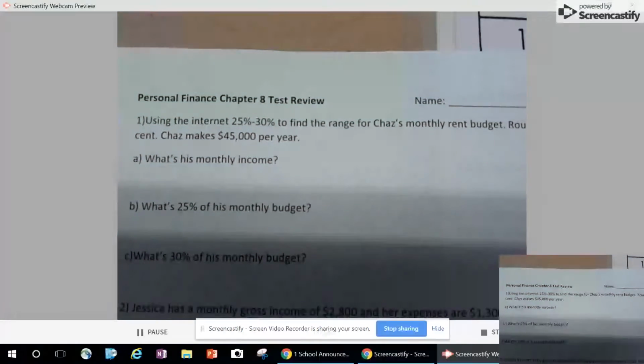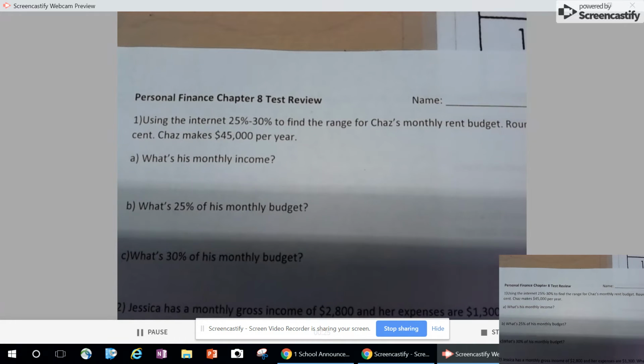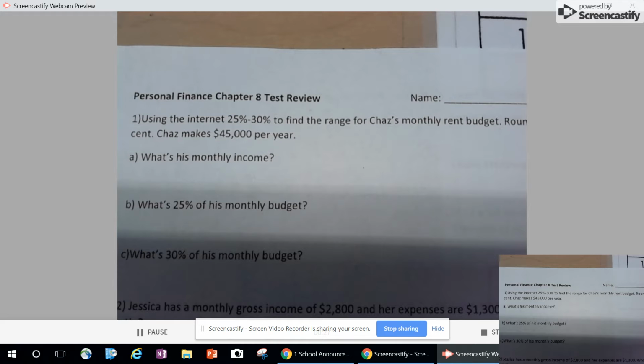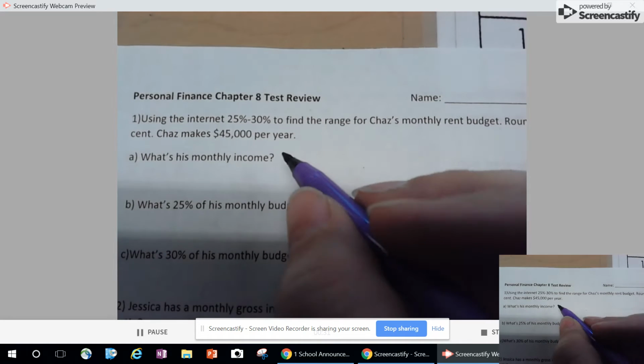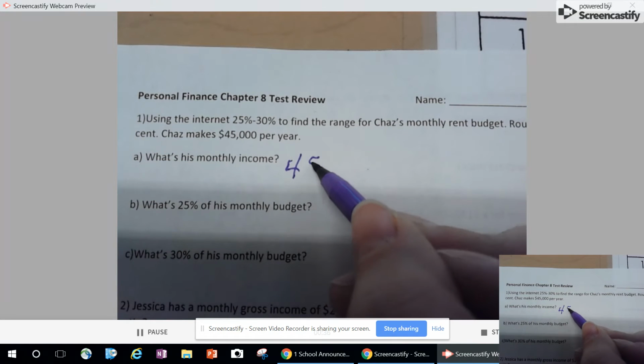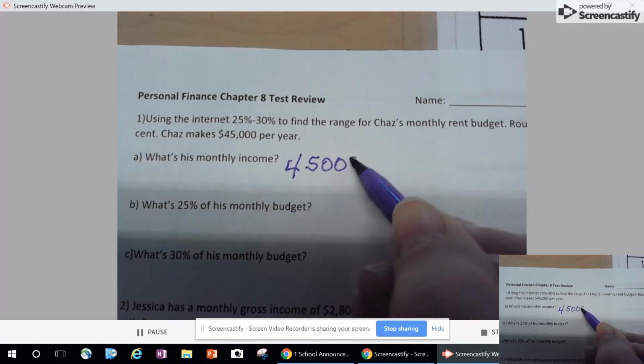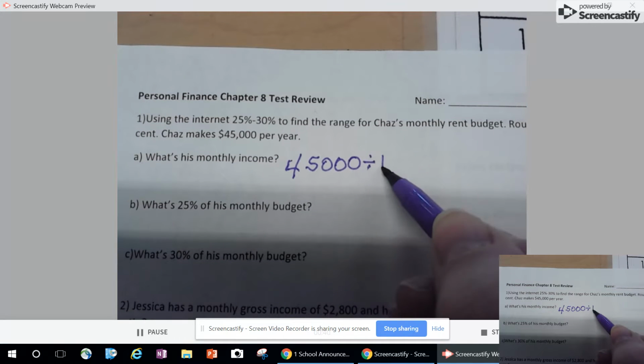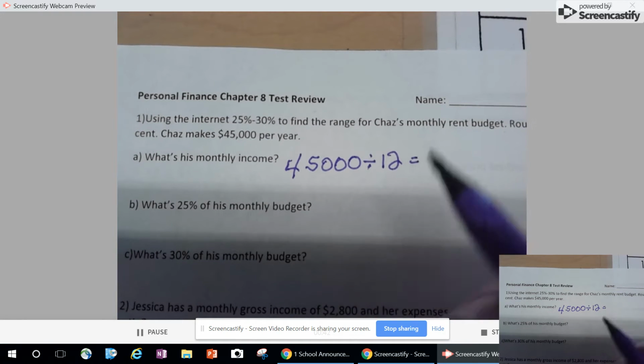Okay, so using the internet, it says his income is between 25 and 30% to find the range for Chaz's monthly rent. Round to the nearest percent. Okay, so his monthly income. So we're going to go 45,000. Remember, we're going to divide that by 12 months in a year.